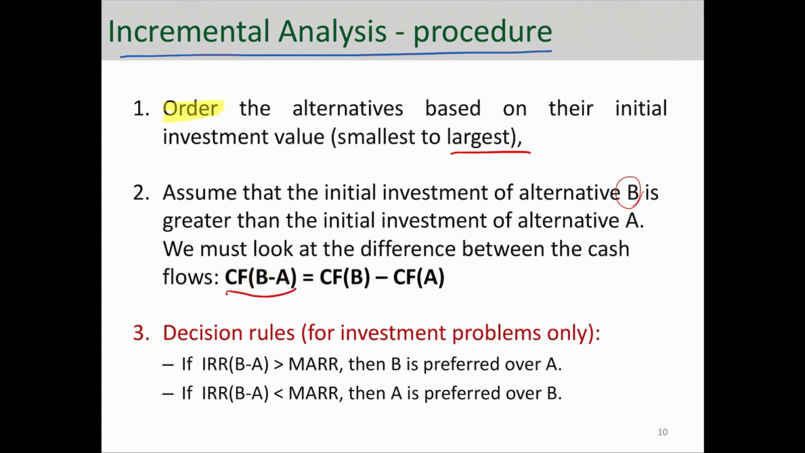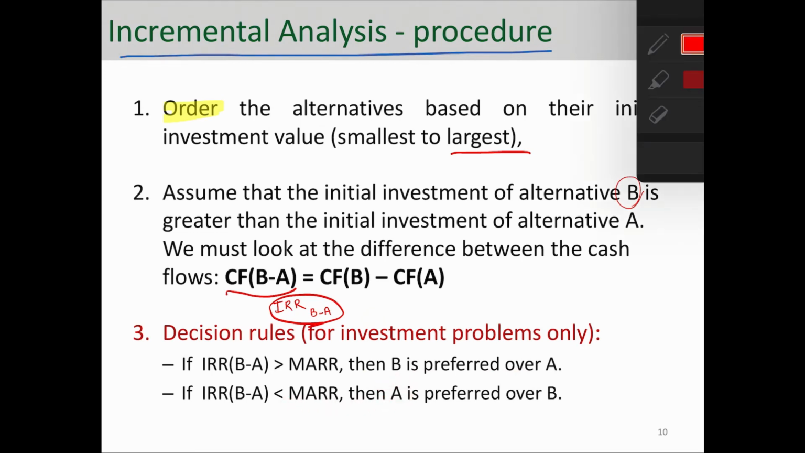Now we get a new cash flow, we call it B minus A, and we need to calculate the IRR of that cash flow. In fact, we call it the IRR of B minus A. Once we calculate the IRR of that new cash flow, we can make a decision by comparing it with MARR. If it's larger than MARR, then we select B as the preferred option. If it's less than MARR, we select A.